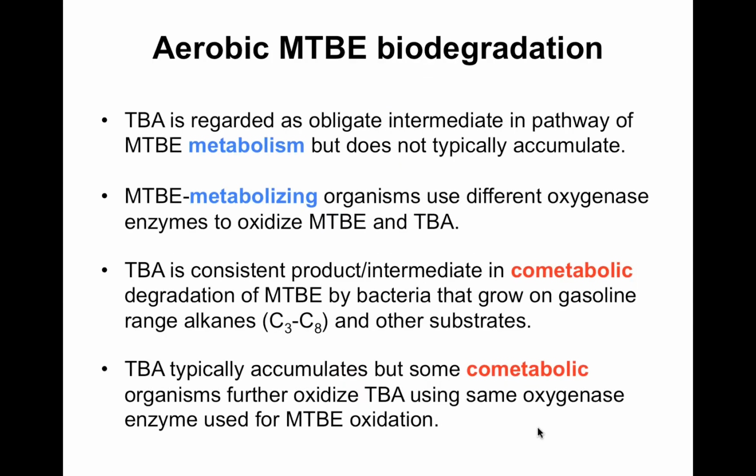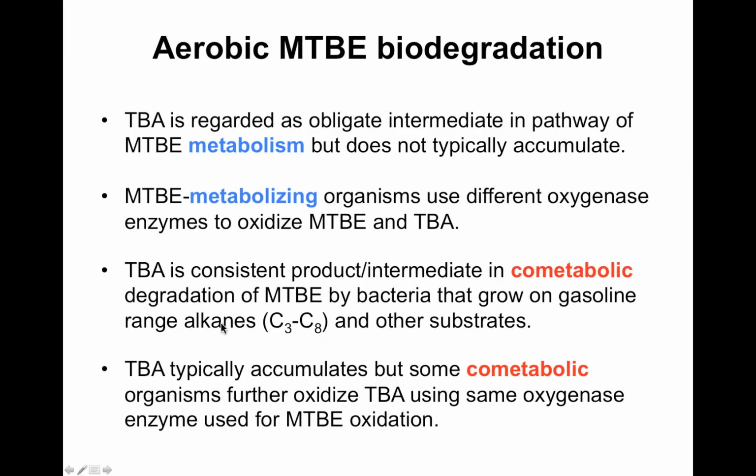So, if we have a look at aerobic MTBE biodegradation, certainly what we know is that TBA is an obligate intermediate in the pathway of MTBE metabolism. So you give organisms like PM1 and L108 MTBE, they will make TBA, but that TBA typically does not accumulate extracellularly because that's actually what the organism is growing on. And they will process that through to CO2, and TBA will not accumulate to any great significant concentration. Typically, those organisms use two different enzymes to oxidize MTBE and TBA, and you'll see the significance of that hopefully a little bit later on.